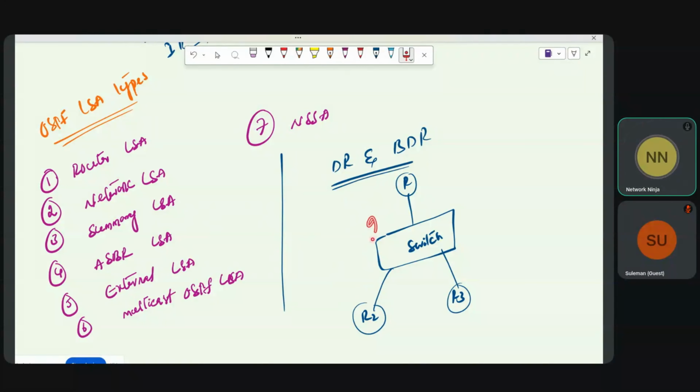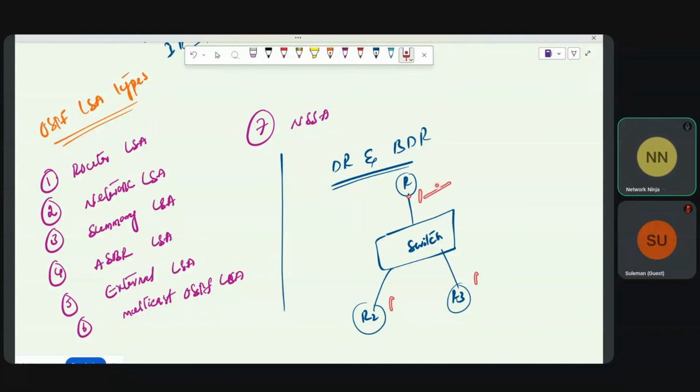At that time, it is going to use 224.0.0.6, and this DR and BDR election is going to happen based on the priority. By default, every router will have a priority of 1, and we can change that. Whichever router you configure with a priority of 0 on this interface, that router is not going to participate in the election.